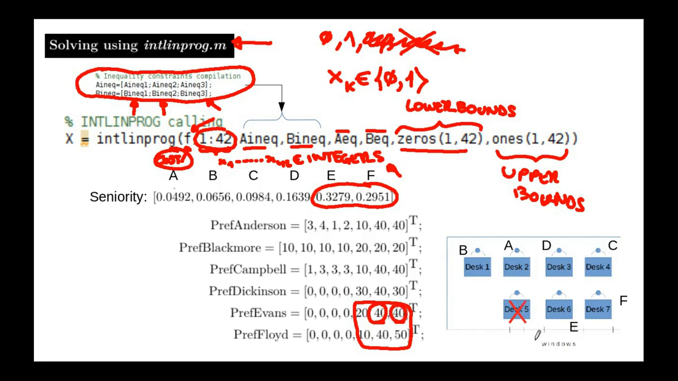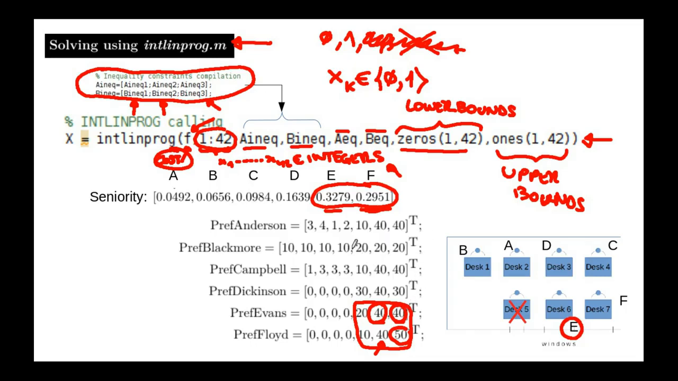And as you can see here, after running the algorithm, the solution tells that Evans will be assigned to desk number 6, while Floyd will be assigned to desk number 7, because the preference of Floyd to be in number 7 is greater than in number 6, despite the seniority of Floyd having a smaller value than Evans, but Evans, he or she wants to work on 6 or 7 equally.